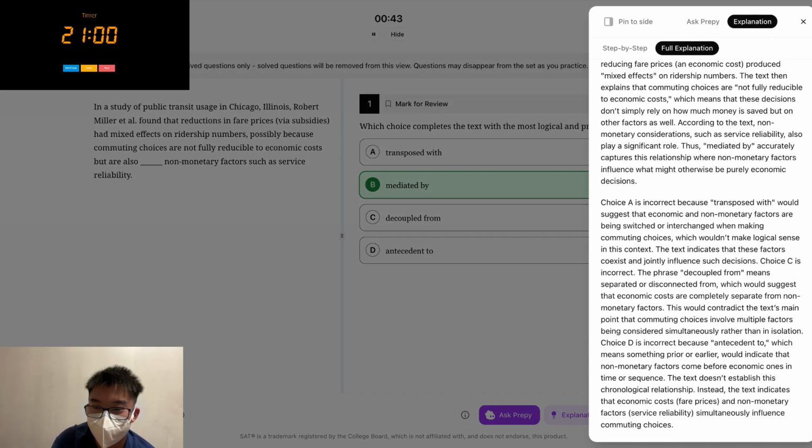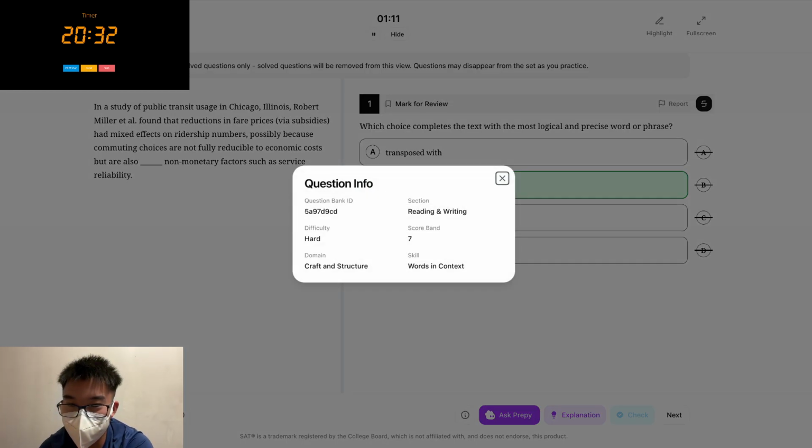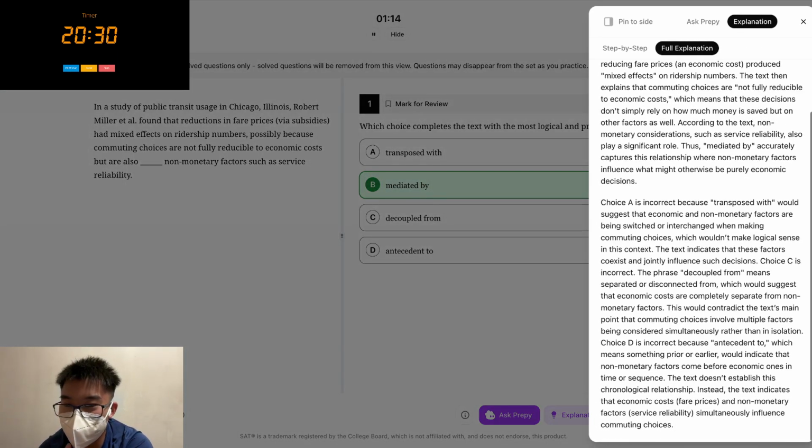I guess A is transpose. Transpose does not really suggest. Yeah, just talking about how they are not fully reducible. It's talking about the economic costs and how they are not due because of this service reliability. So I guess it's not a non-factor. I guess it's not really to or from or with. I think that might be the way to say. I guess C is incorrect because decoupled means separate and discontinue. Yeah, it's not talking about that.